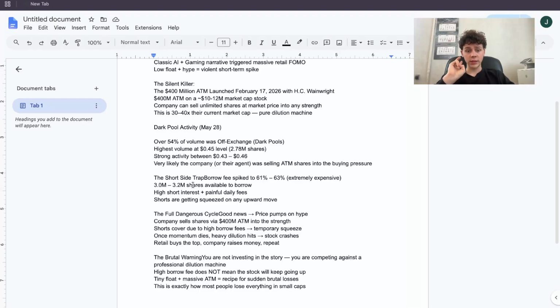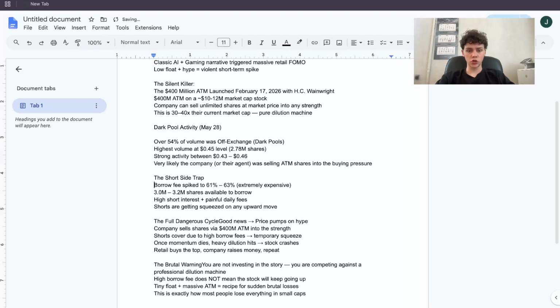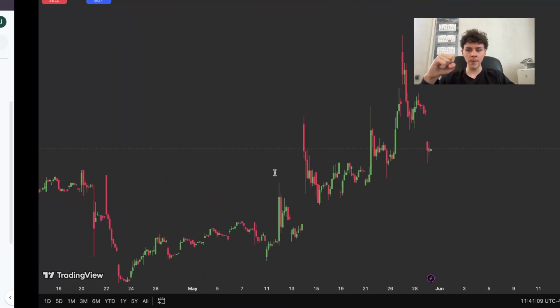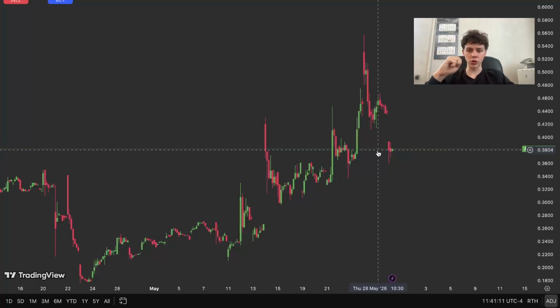And another thing is the short side trap. So borrow fee spiked to 61 to 63%. This is a lot. This is very high. Although it's 63% yearly, so you would divide it by 365 days. It's not a crazy amount if you're investing small, but what I use the borrow fee to show is how many people actually want to short the stock, which is a lot. If the borrow rate is this high, it means a lot of people want to short the stock.